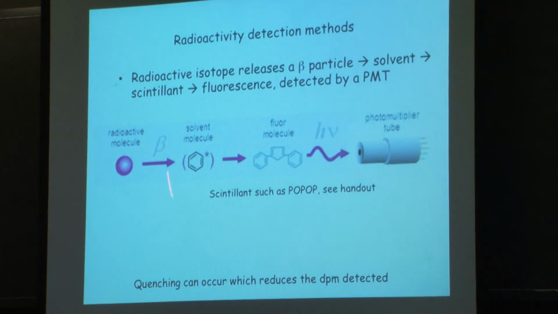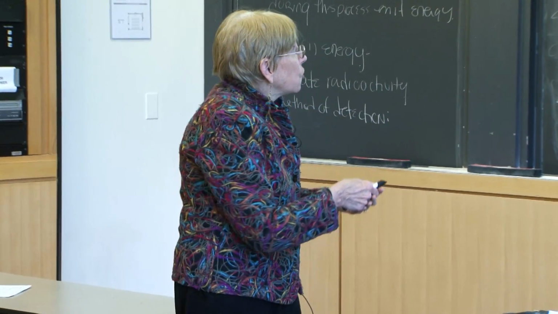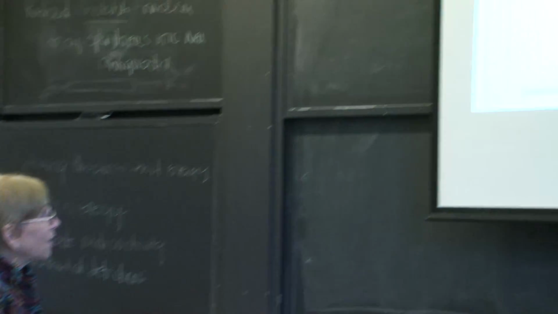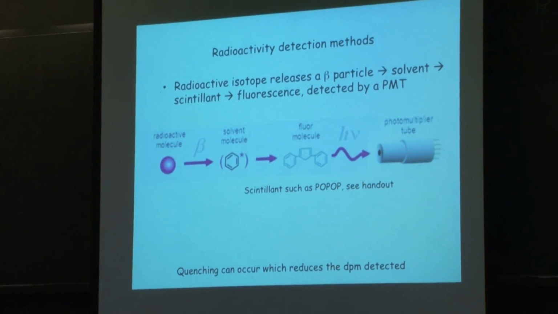Now, if you look at this process, it's complicated because you have energy transfer. So what can happen during this energy transfer, depending on the energy of your radioisotope? Anybody got any ideas? What might you have to worry about? Inefficient transfer. Yes, the efficiency of the transfer. If you have something in your solution, and often you're doing crude cell extracts, you have a lot of things in there that can also absorb the energy. So at any stage along the way, you can get quenching. If you get quenching, that reduces the amount you detect over here, and that's going to throw your numbers off.